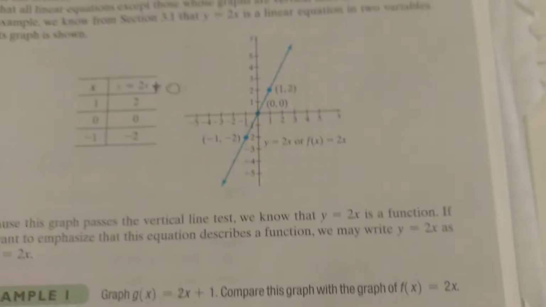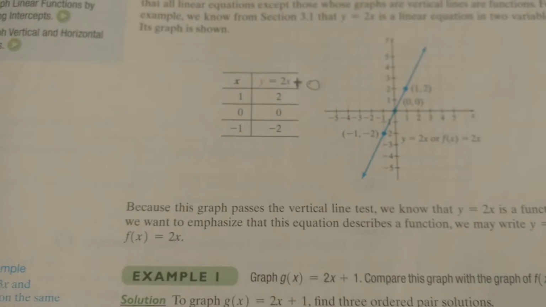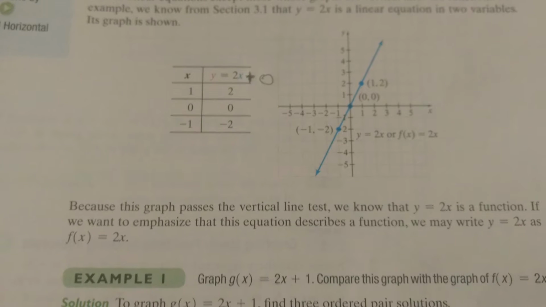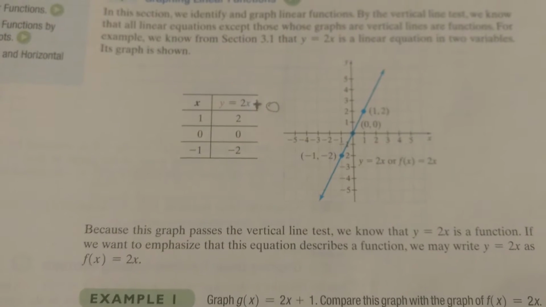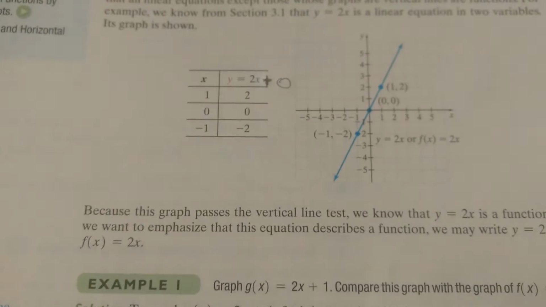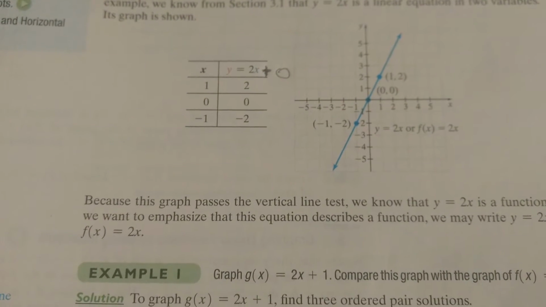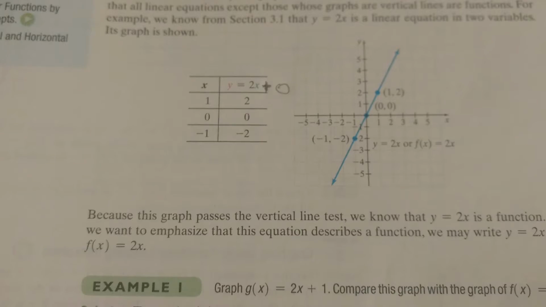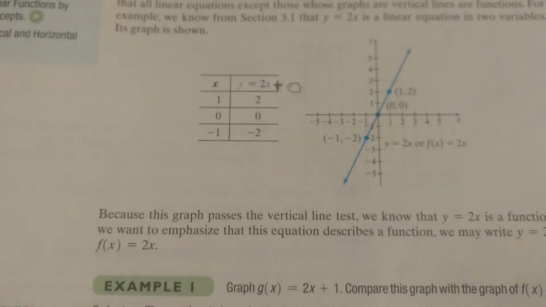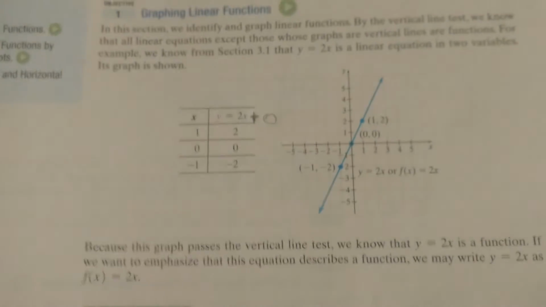So remember what we discussed in the previous chapter. When we have a slope, the slope is y over x. So if I have a positive slope, it's a positive y, positive x. So I go up and to the right. If I have a negative slope, it's a negative y with a positive x. So I go down and to the right.